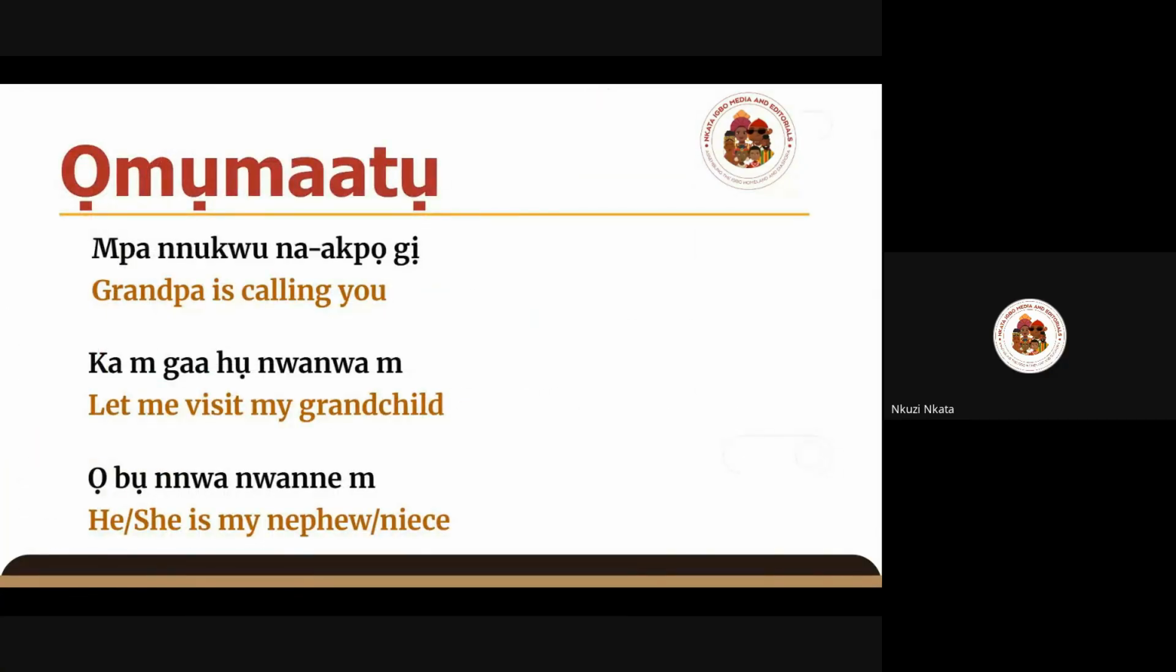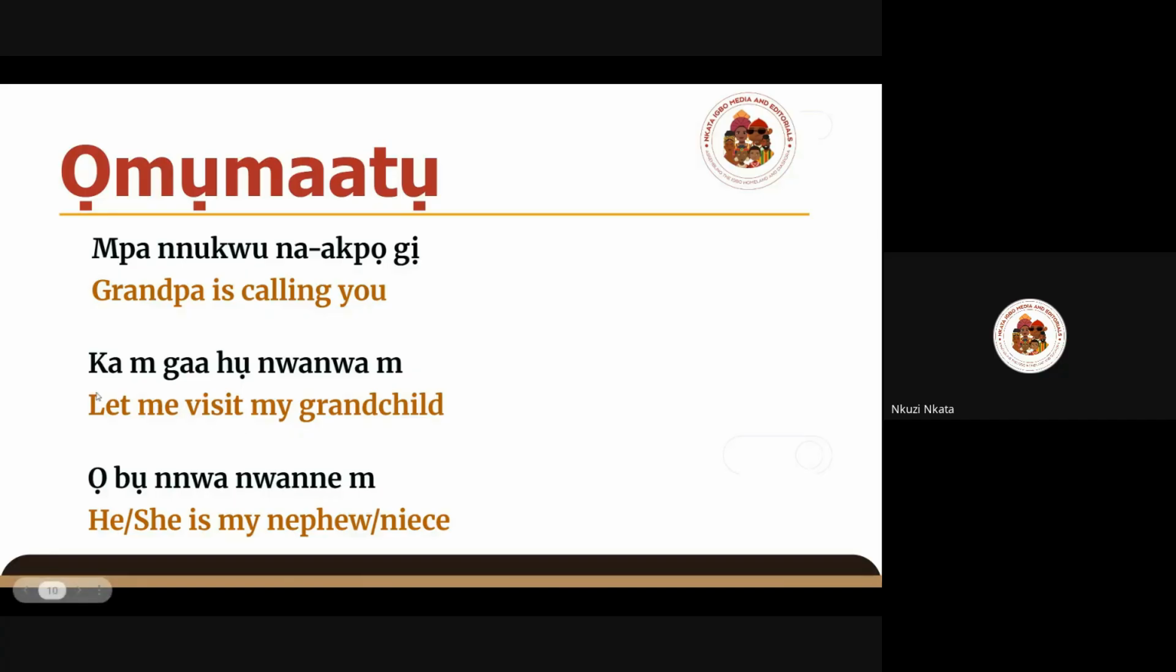Now let's see how they are used in examples. Mpa nnukwu na-akpọ gị. Mpa nnukwu, grandpa or grandfather. Na-akpọ, this is a continuous. Whenever you see this hyphen next to na, know that it's a continuous tense. Ikpọ means to call. Na-akpọ is calling. Gị, you, second person pronoun. Mpa nnukwu na-akpọ gị. Grandpa is calling you.